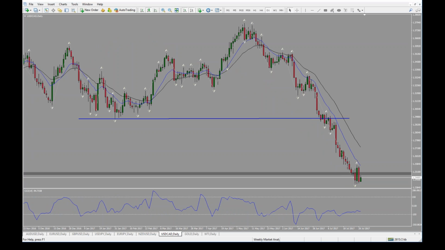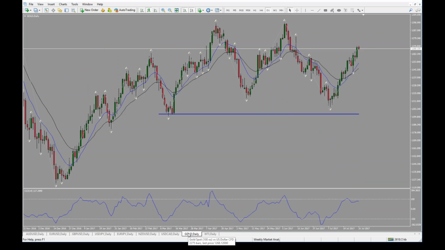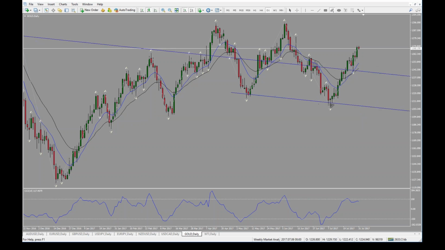USD CAD. Gold. Let's have a look. Gold is swinging really, really nice, but we're not really getting anywhere. The first point of interest that I might get interested in will be, I'm thinking, over here. This might be the first time that I start to get interested in gold.